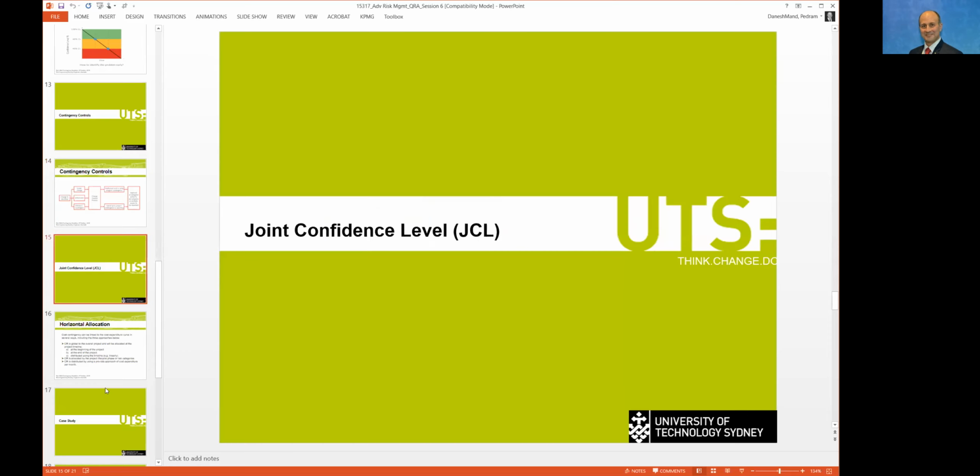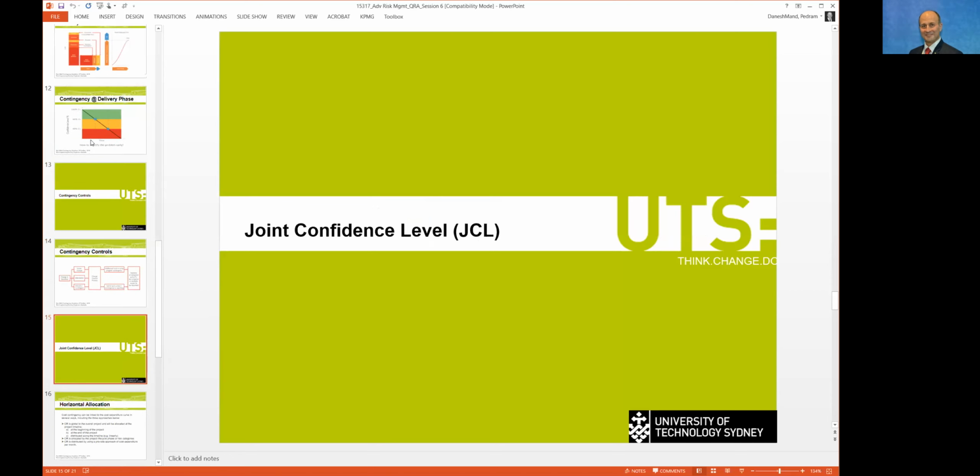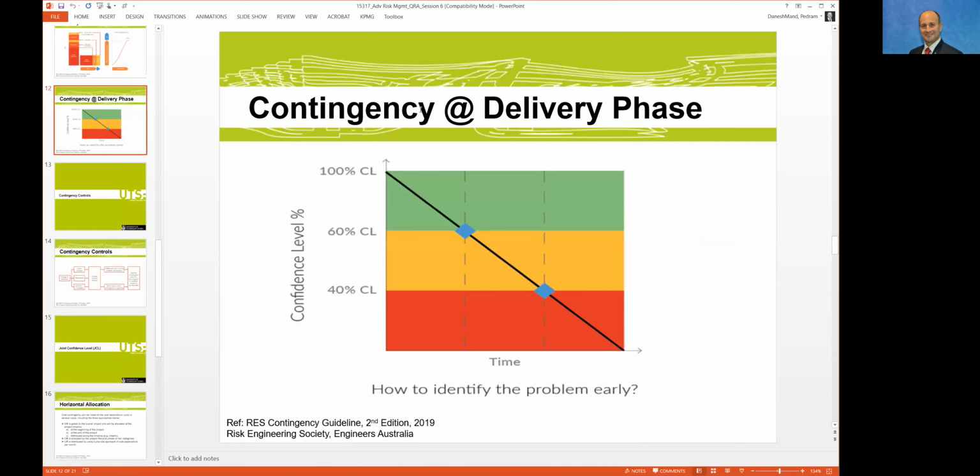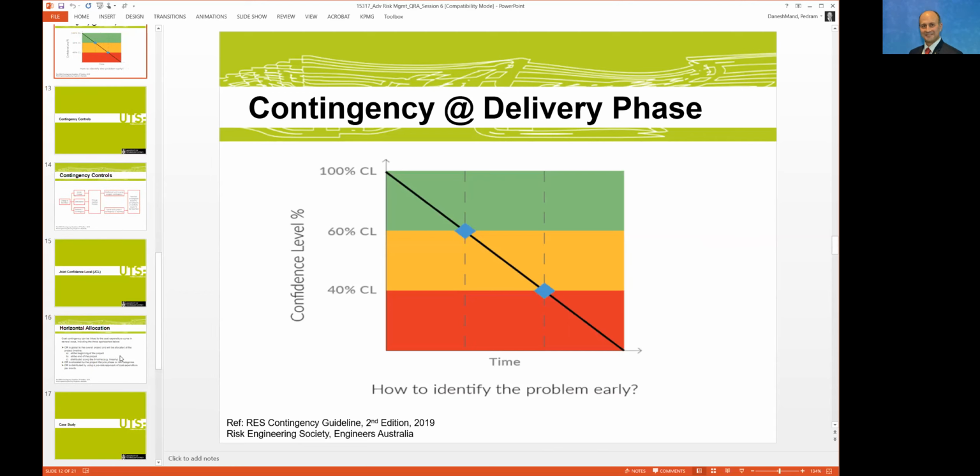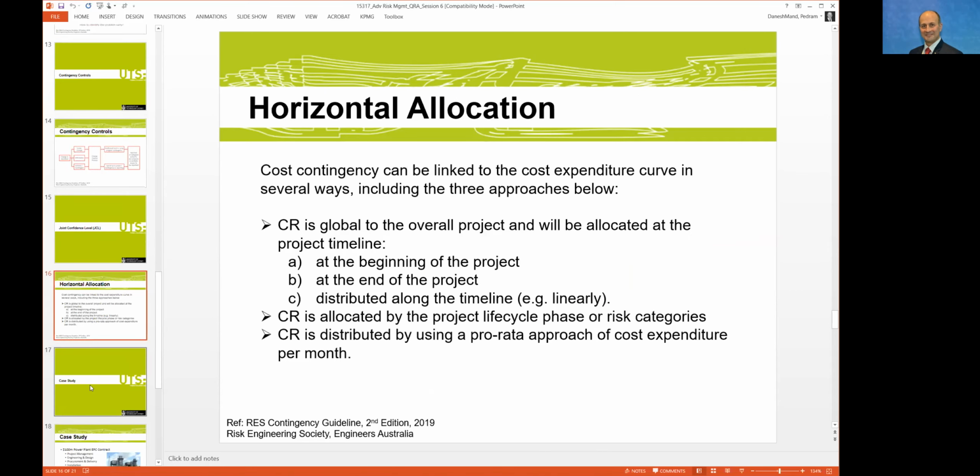The other concept that I would like to highlight, and we just discussed it a few minutes ago, is the confidence level. If you refer to the conversation here, this is the concept that we are talking about: how confident we are that we can finish the project on time and within the budget and the methodology that we have.